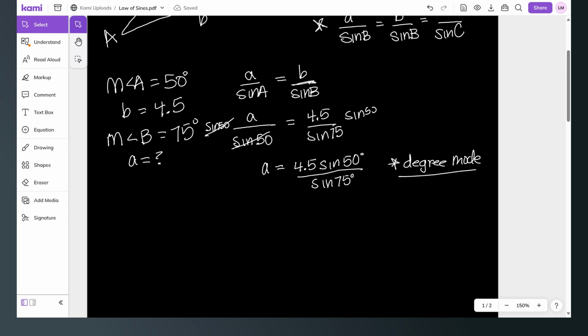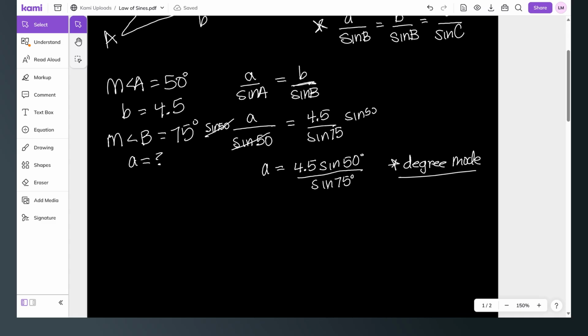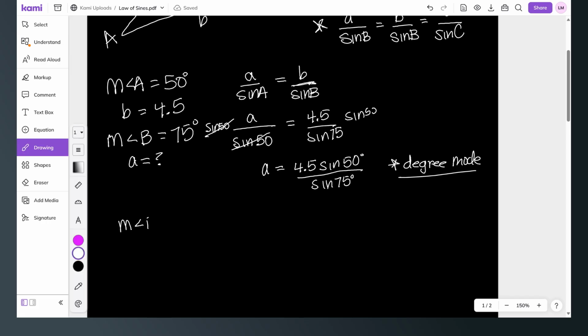All right, what if I'm looking for an angle? What if they give me information and I'm trying to find an angle? Let's say the measure of angle B is 112 degrees, side B is 6.2, and side C is 3.7, and we're looking for the measure of angle C.